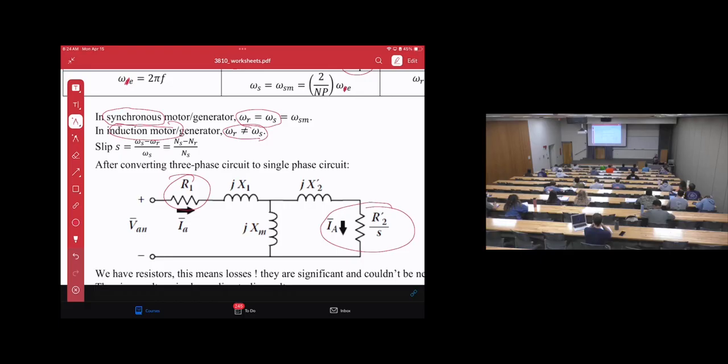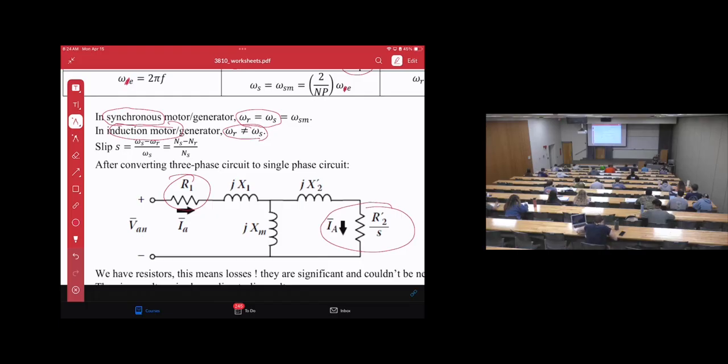Recall, in the synchronous machine, these resistors can be neglected, so we didn't discuss the losses a lot. The only losses in the synchronous machine are the rotational losses, or in other words, mechanical losses because of the rotation. Now we have resistors. So far, we will have two types of losses: electrical losses because of the resistors, and mechanical losses because of the rotation.